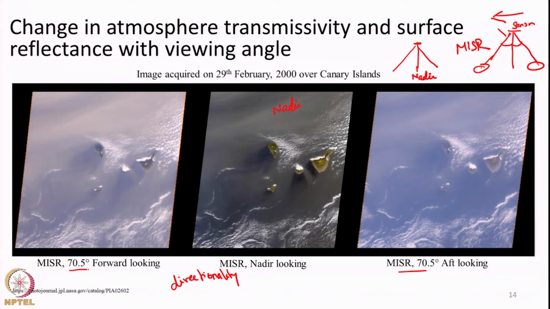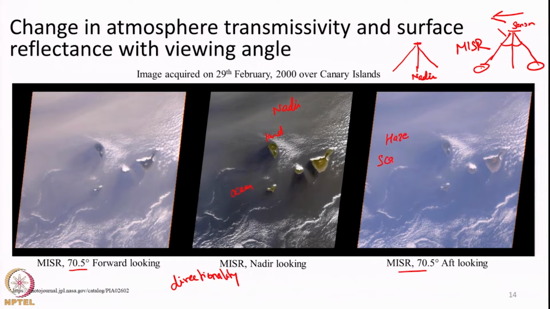So, just due to the difference in the direction in which the sensor is looking, the amount of atmospheric effect is so high. In nadir, the atmosphere looks pretty clear, we are able to see the ocean surface, this is ocean, this is land surface, the Canary Islands and so on. Whereas in both the 70.5 degree forward and 70.5 degree aft looking camera images, there is so much haze, the image is not really clear.